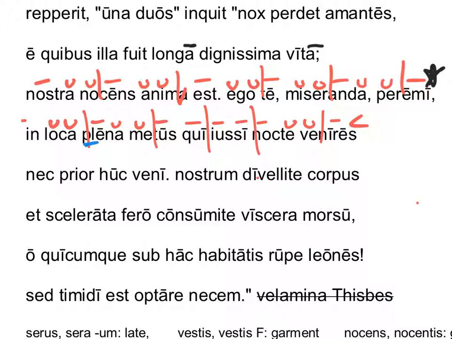Does anybody have a scansion yet for me? Oh, Jenna, tell me what you've got. Is it dactyl, dactyl, spondy, spondy? Jenna says dactyl, dactyl, spondy, spondy. Yeah, that's what I got. In loca plena metus qui UC noc te venires.